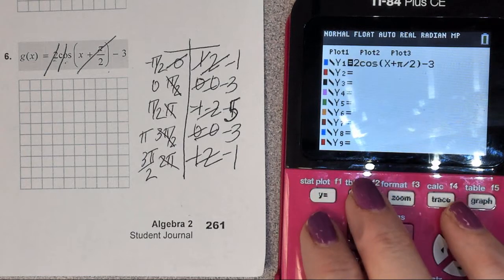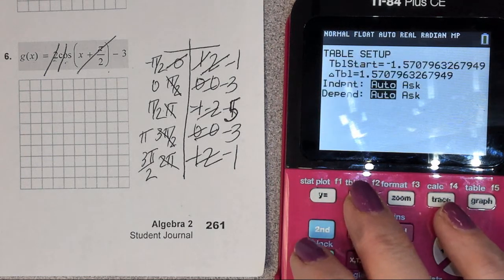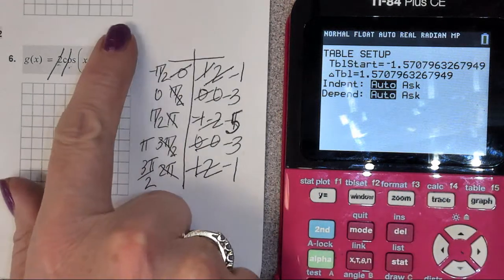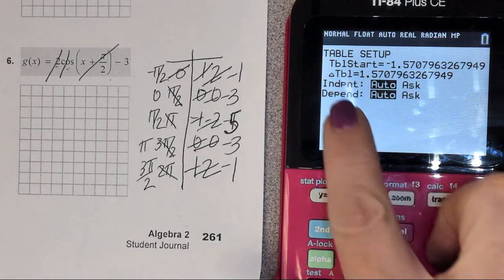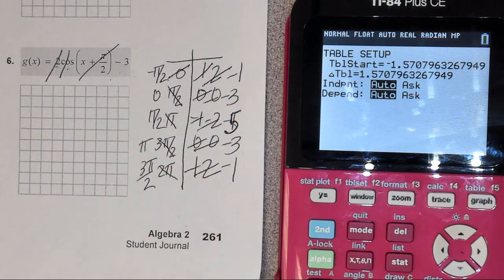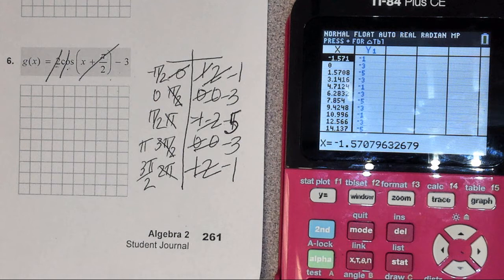I have to go under y equals. I have to put in the function. I go to my table setup, which is second window. I say the table is starting at negative pi over 2. Delta table is the change in the table, just like in physics, delta's the change. Do that, now you can look at your table.